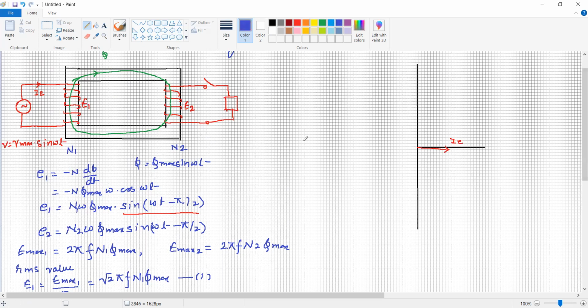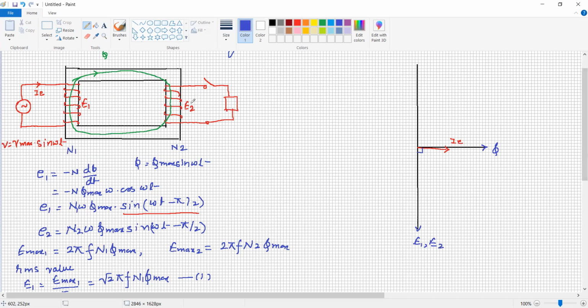So definitely this is the EMF induced in the primary winding as well as the secondary winding, E1 and E2, which is lagging by 90 degrees. So this is the flux phi, and the EMF induced is lagging by 90 degrees. So this is the case under no load condition.